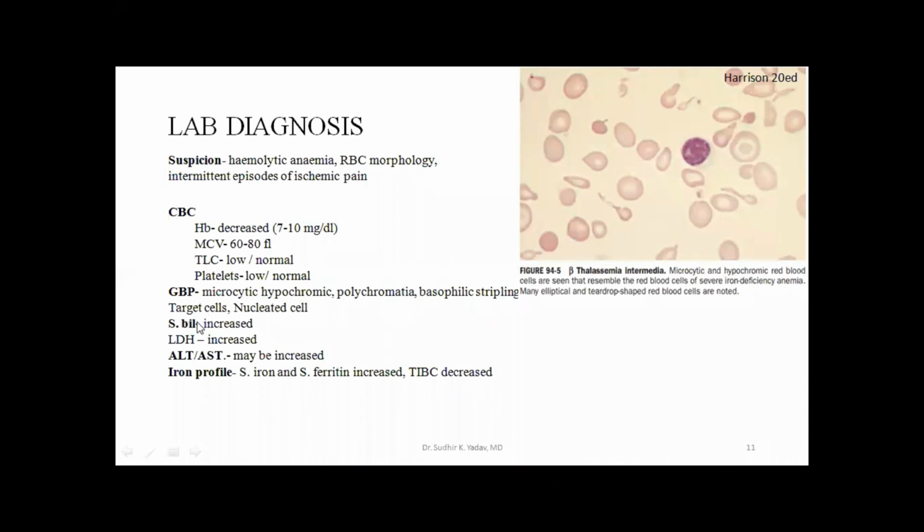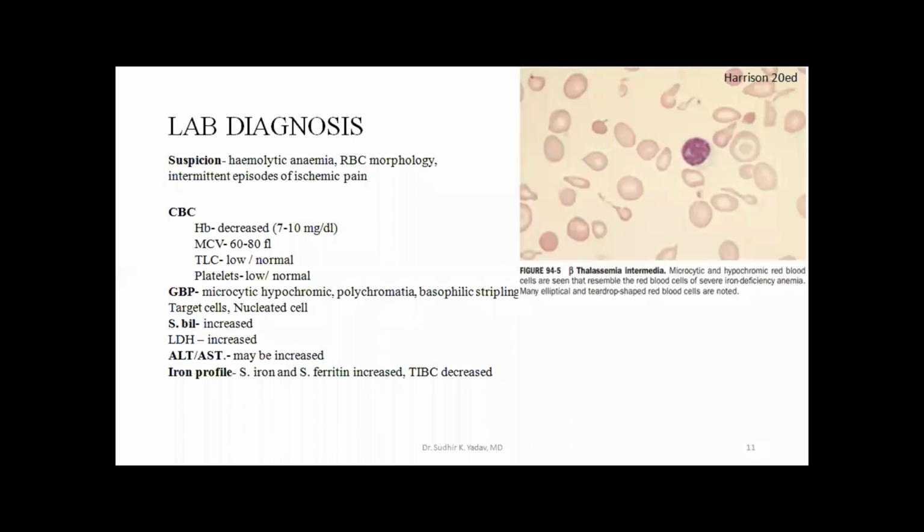Apart from that, there is hemolysis, so serum bilirubin is bound to increase and serum haptoglobin is bound to decrease. Because of hemolysis, lactate dehydrogenase will be high in these patients. These patients are going to have liver dysfunction, so SGOT and SGPT may increase.